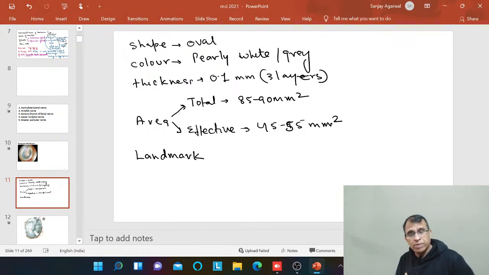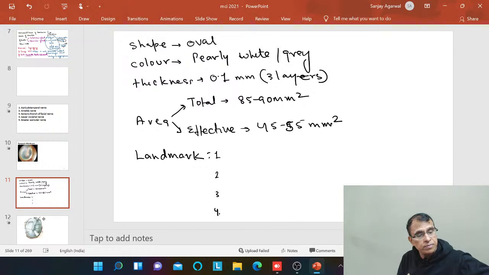And the last question is landmarks. There are 4 landmarks. And because there are 4 names, they become important. One is called handle of Malleus.